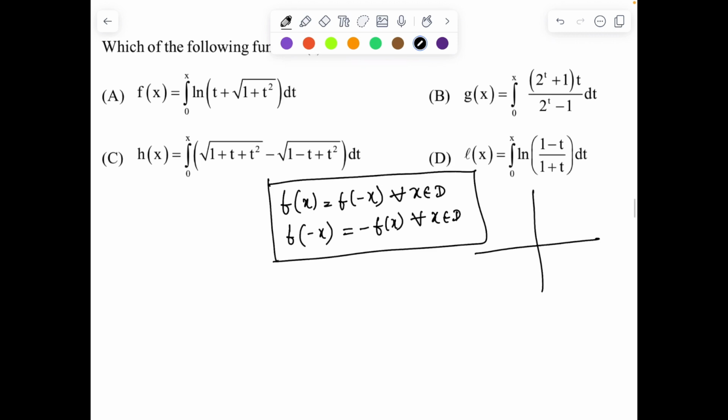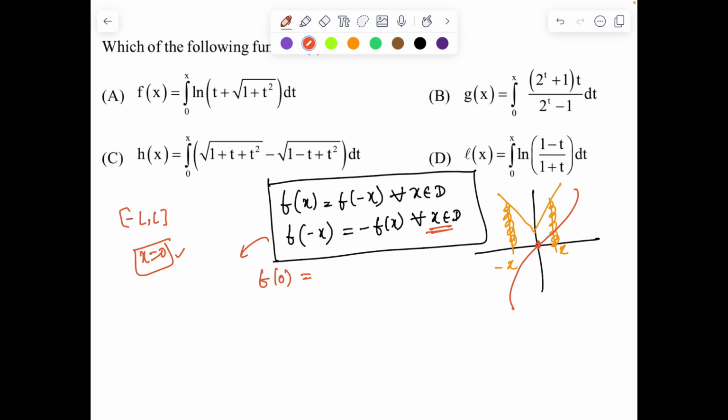So geometrically, for an even function, you'll have symmetry about the y-axis, because whatever output we are getting on x, the same output we must have on minus x. Similarly, for the odd function, we must have symmetry about the origin. The reason being, since it's true for all x in the domain, let's say x equals 0, if I'm taking it in the domain, considering a symmetric domain from minus L to L, then definitely f of 0 is going to be minus f of 0, which forces f of 0 to be 0.